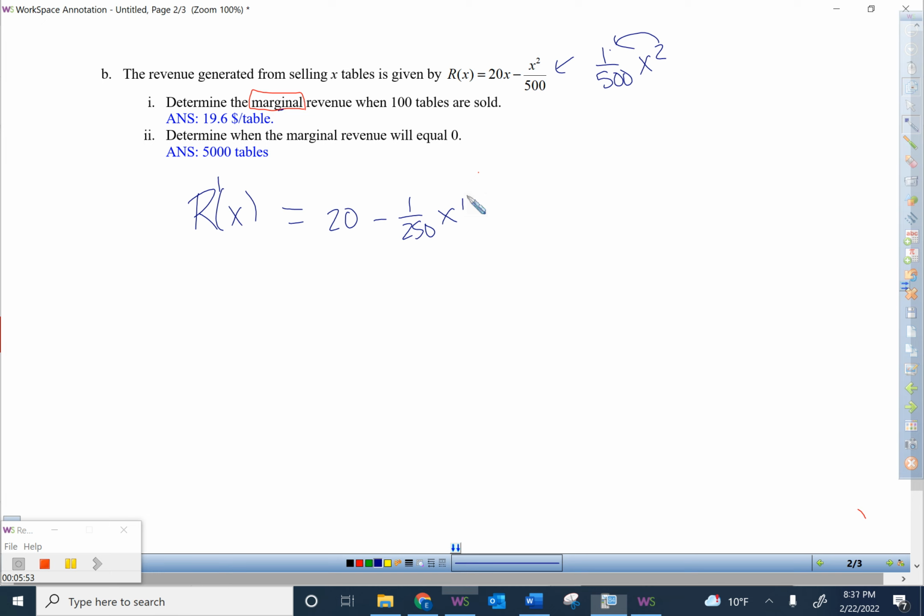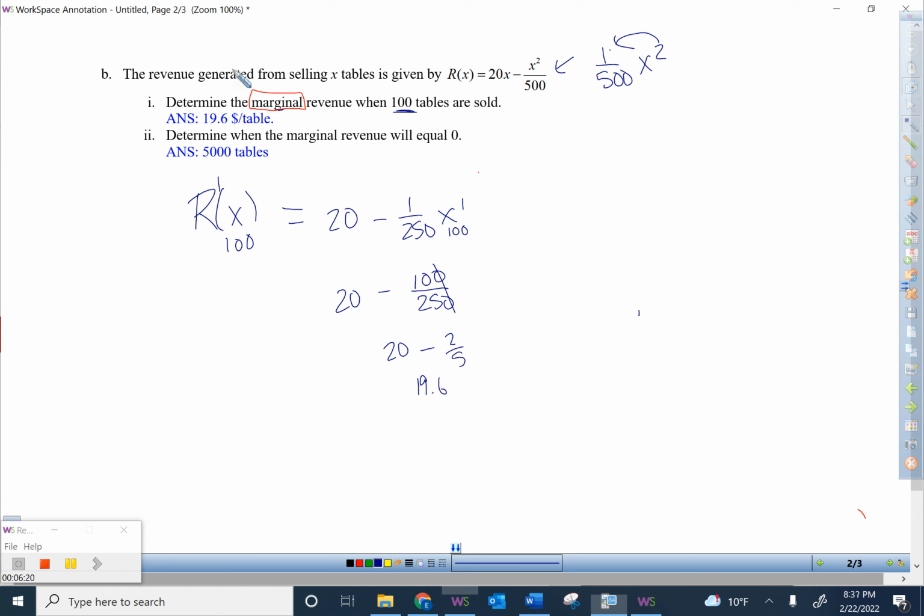So there's my derivative. And I want to find that when there are 100 tables, so we're substituting in 100. So this is just 20 minus 100 over 250, and you can throw that directly in your calculator as well. I'm going to do a little bit of reducing first. 20 minus, 5 goes into both of those, and then I know it's 19 and 3/5, that's the 19.6. Again, you can put that in your calculator, that's fair game.